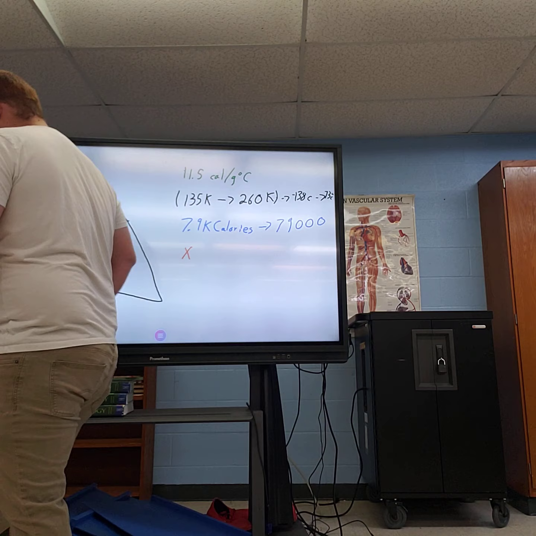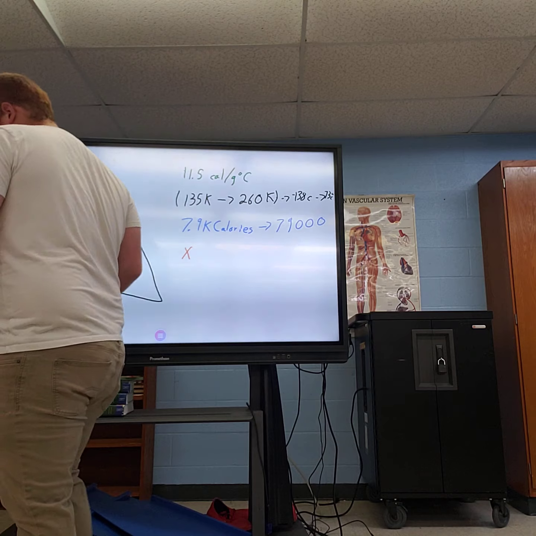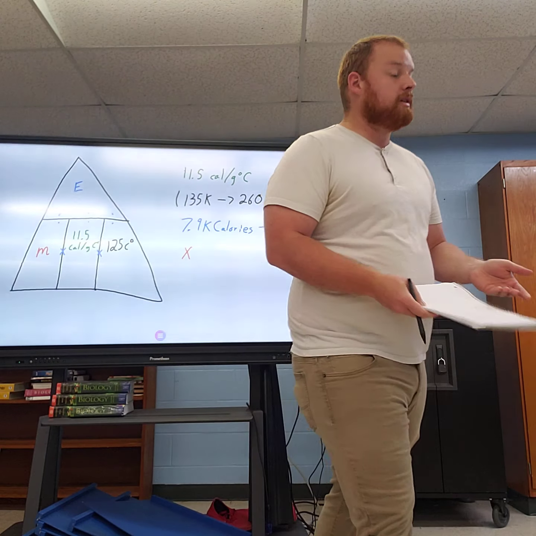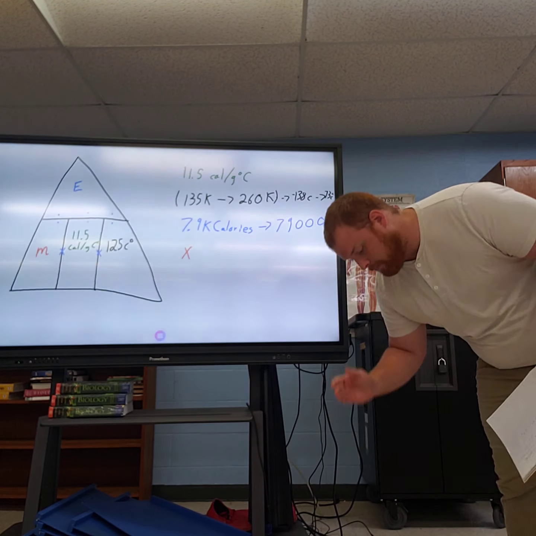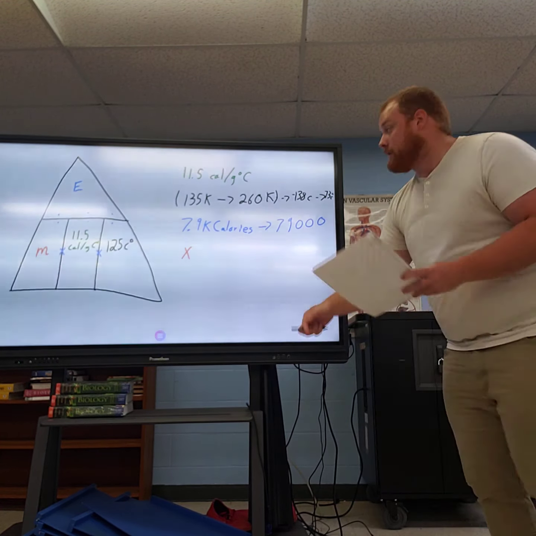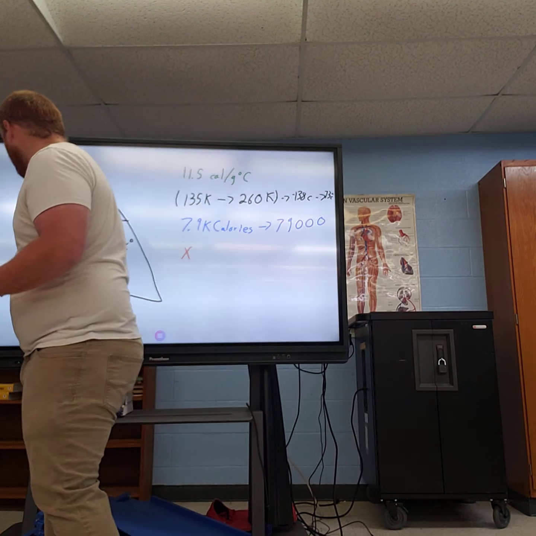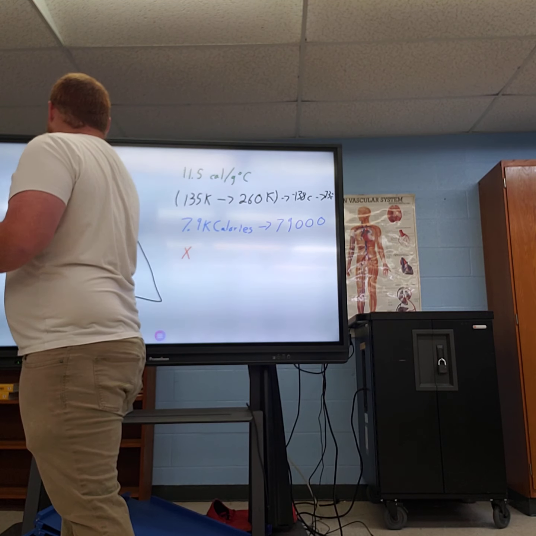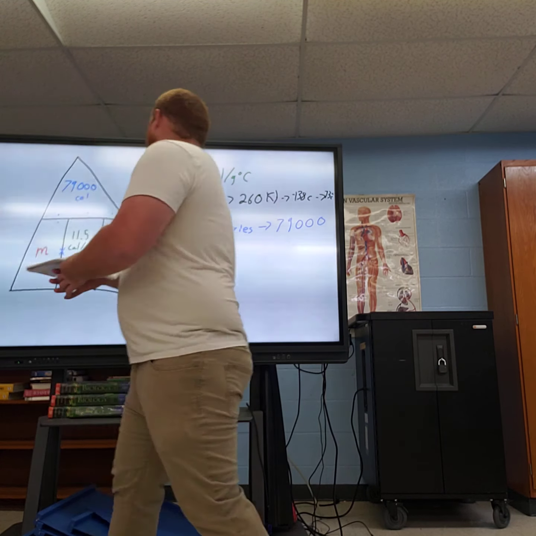Let's see. So if we go from negative 138 to negative 13, we end up with a change in temperature of 125 Celsius. Now remember, delta T means change in temperature. It doesn't mean actual temperature at the end of the process. That's what throws a lot of people off. And then we can enter our energy, which was 79,000 calories. All right, so we got everything plugged into our triangle.